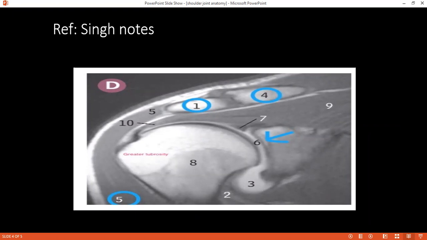Identify number 1, this is acromion, and 4 clavicle, and 5 deltoid, and 8 head of the humerus, and 9 supraspinatus muscle, and 10 supraspinatus tendon, and 6 glenoid labrum, and 7 glenoid cavity, and 3 axillary recess, and 2 axillary nerve, and the posterior circumflex humeral artery.